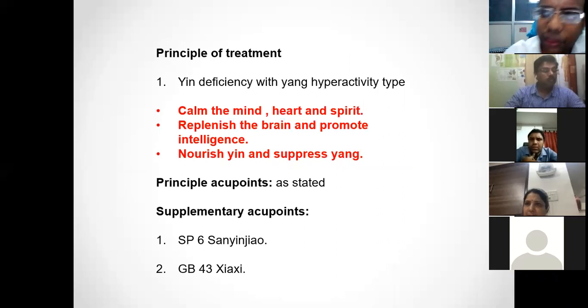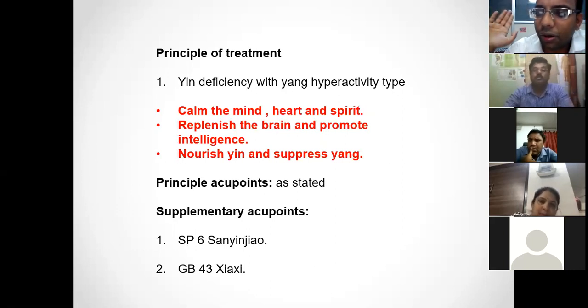So, yin deficiency with yang hyperactivity type. Whenever you see this yin deficiency, besides the principal points you have already seen, nourish the yin and suppress the yang is the principal treatment strategy. What are the points you have to use? Spleen 6 and GB43.